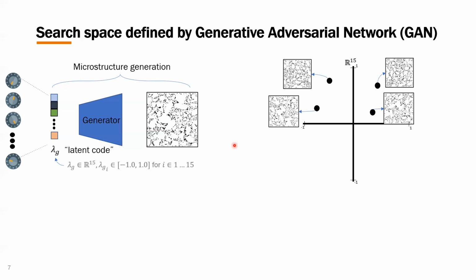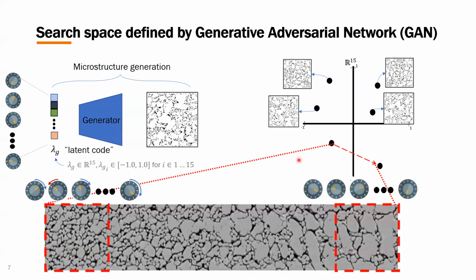Another beauty of the GAN method is its controllability, which allows sophisticated optimization. For example, we have two microstructures in the latent space. We can navigate from one code to another by turning the knobs, and we can observe a very smooth transition of synthetic microstructure between the two. More details of our work on GAN can be found in the reference.